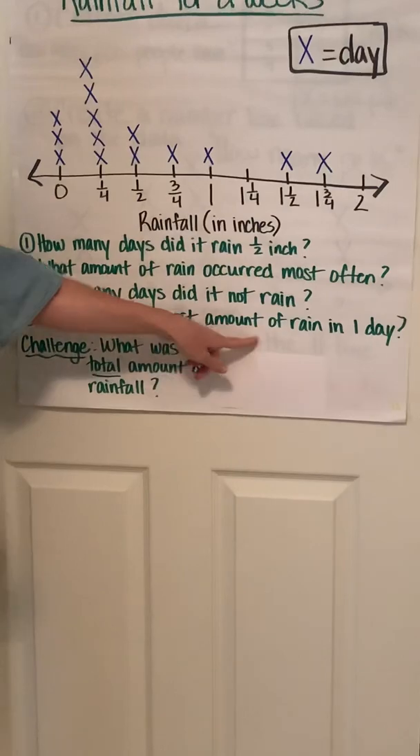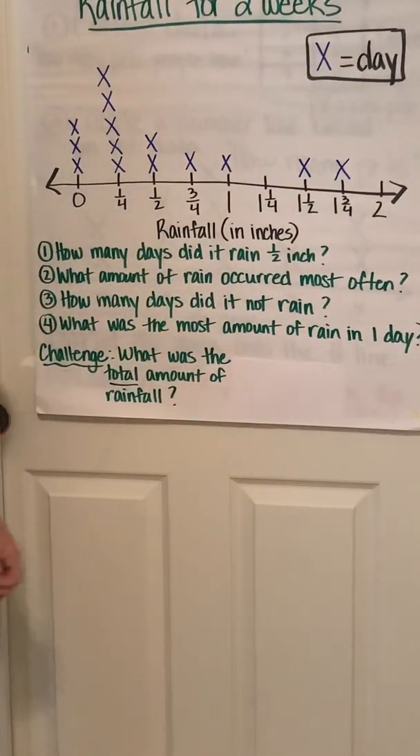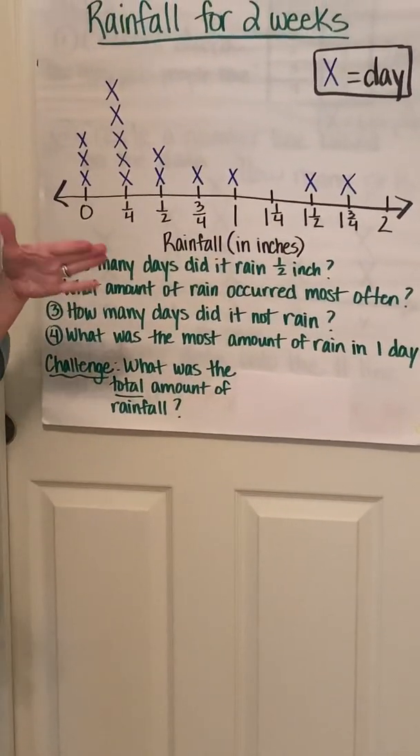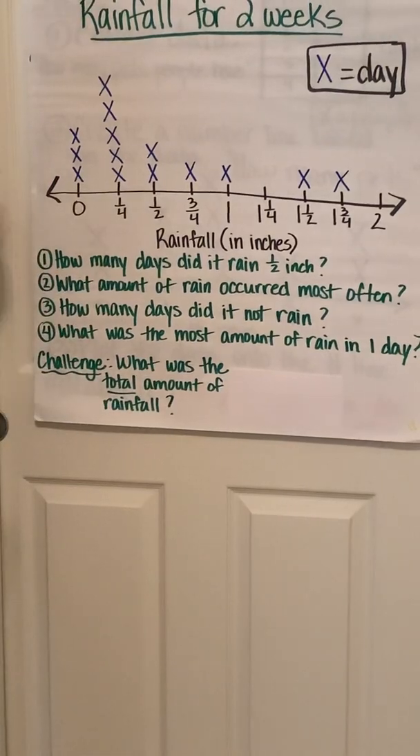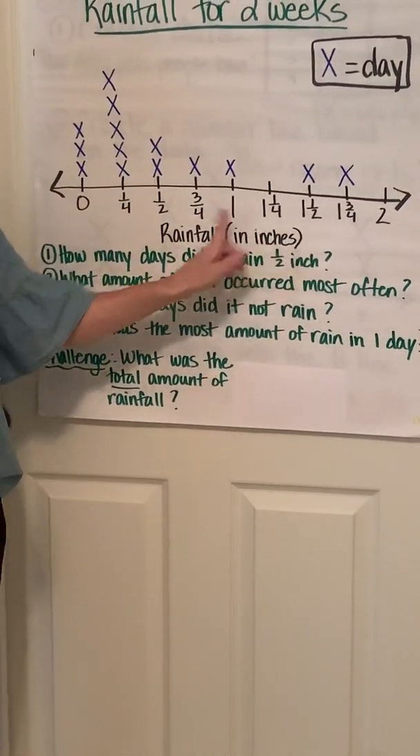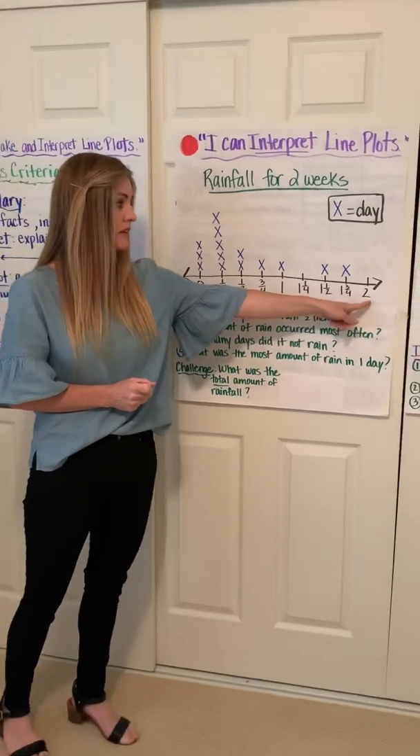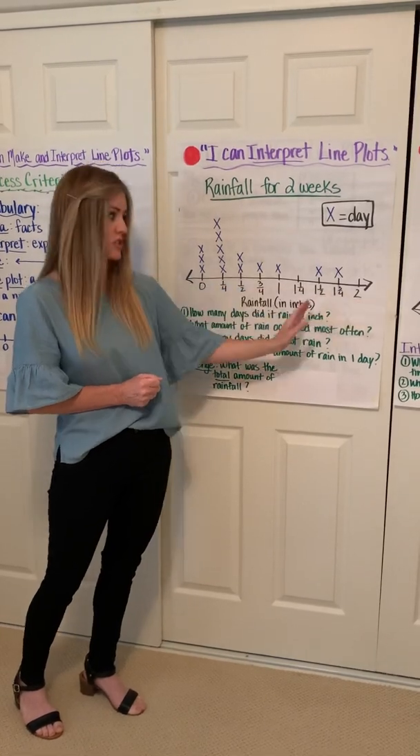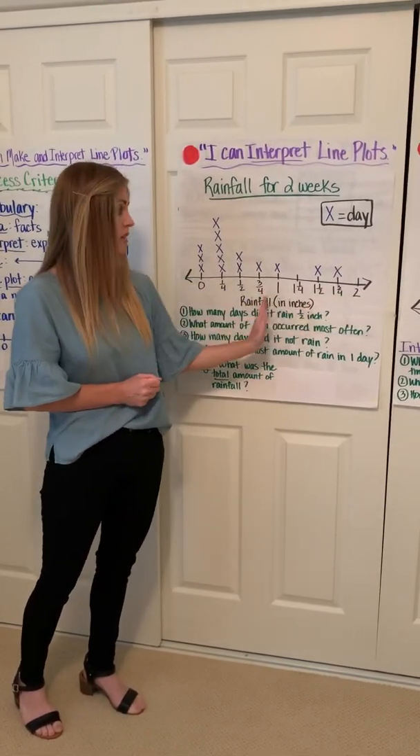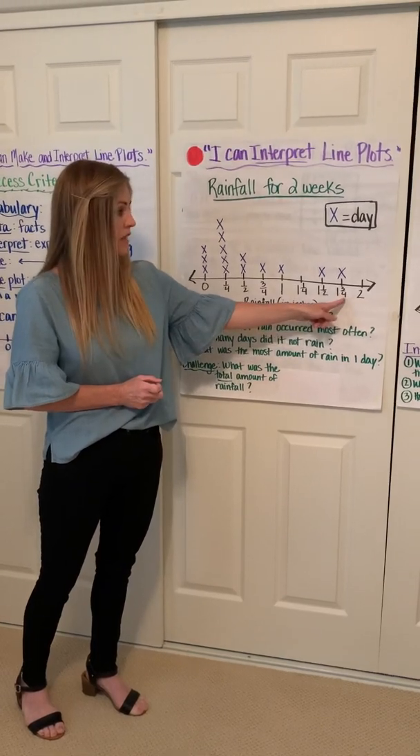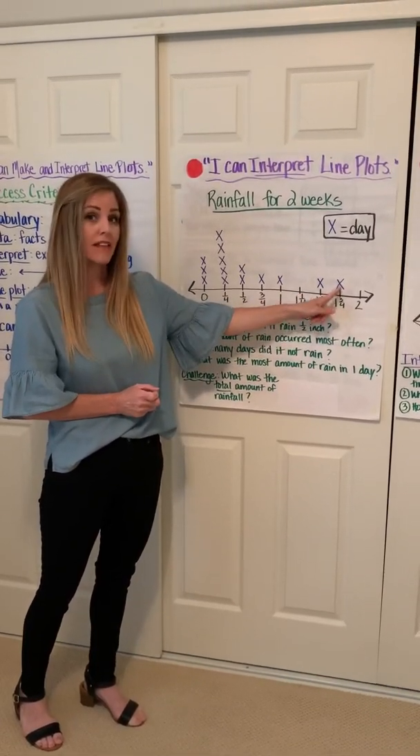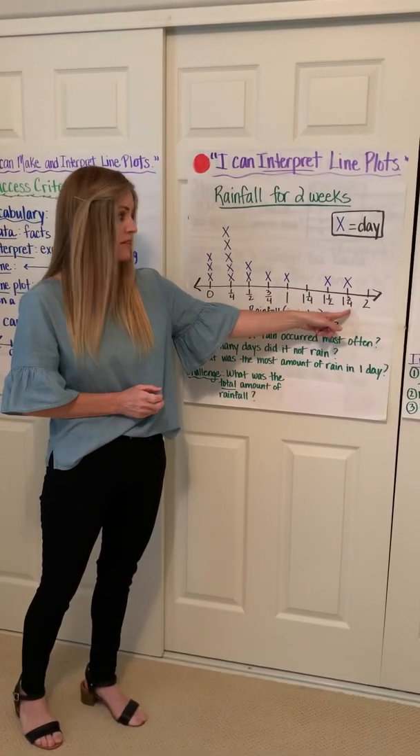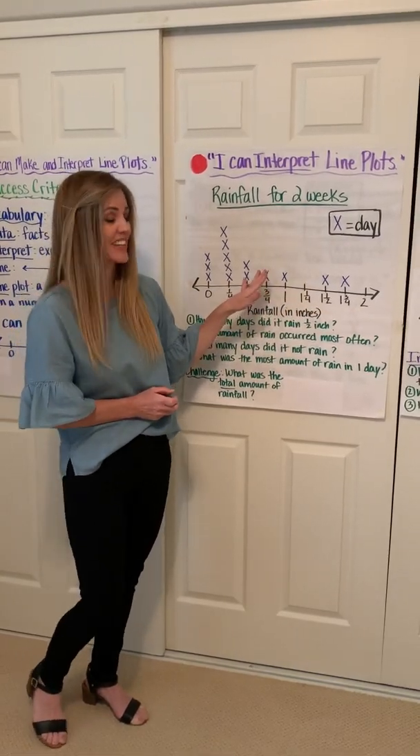What was the most amount of rain in one day? So in one day, what was the most amount of rain that we would have gotten in that day? So we want to look at our highest amount of inches. Now on my line plot, I did put a 2, but I don't have an X there. There's no day that it rained 2 inches. So you want to be careful not to just look at the highest number on your number line. You want to look at your highest piece of data. So 1 3/4 inches, I do have one day that it rained 1 3/4 inches. So that would be my highest amount of rain. Okay, and I made these up. This wasn't real rain for the last 2 weeks, just so you know.